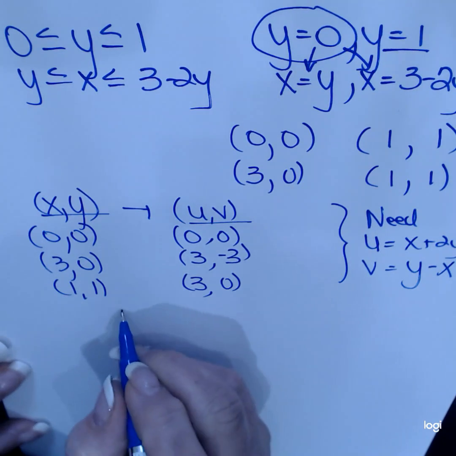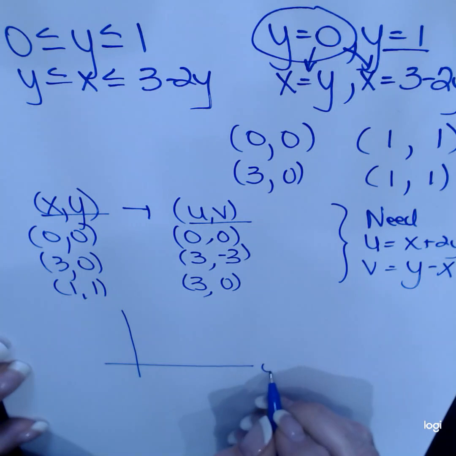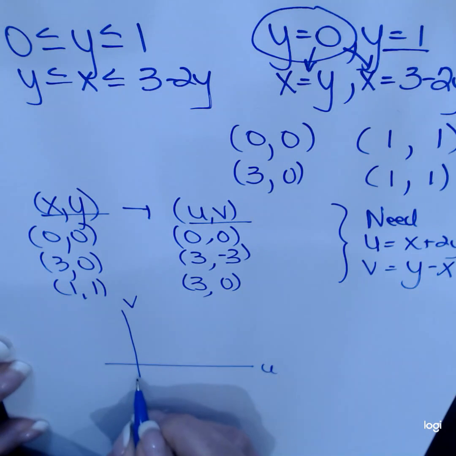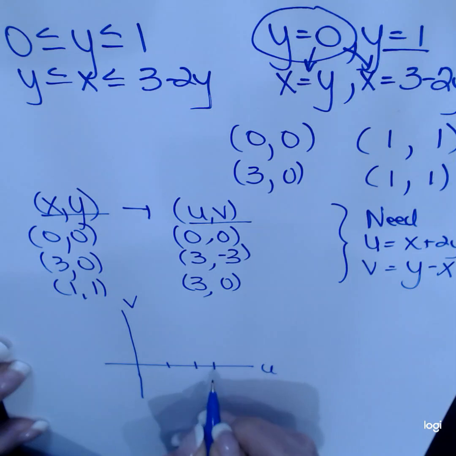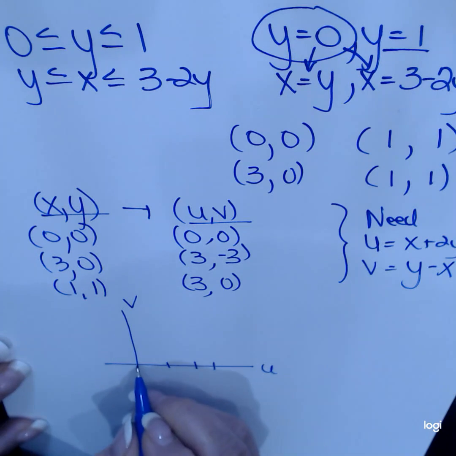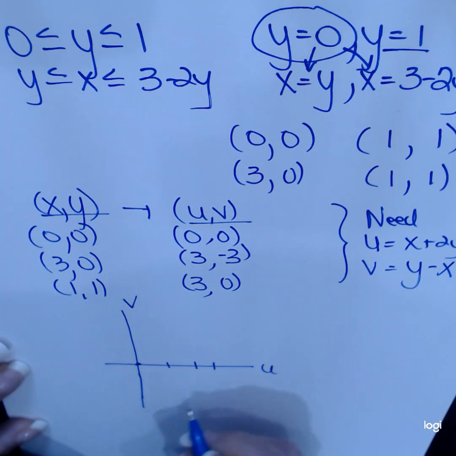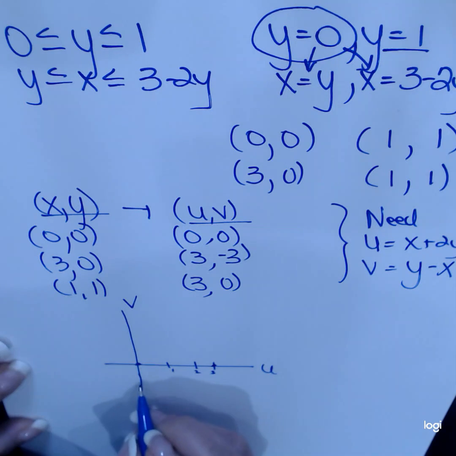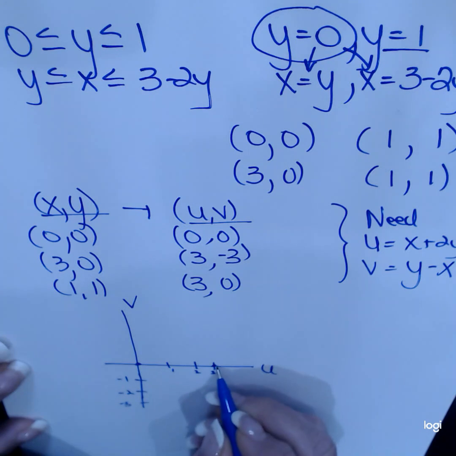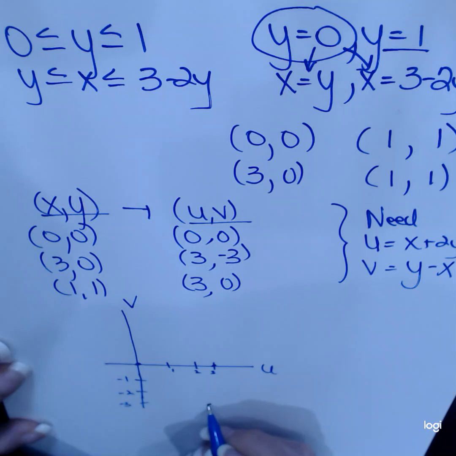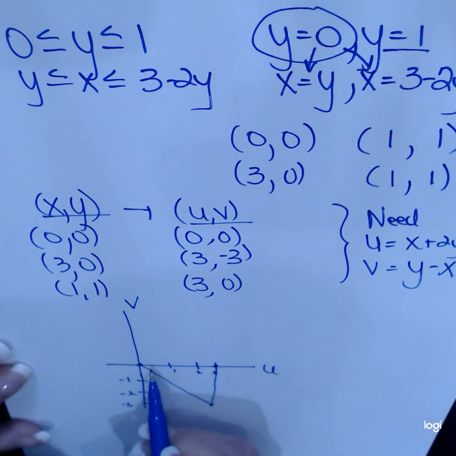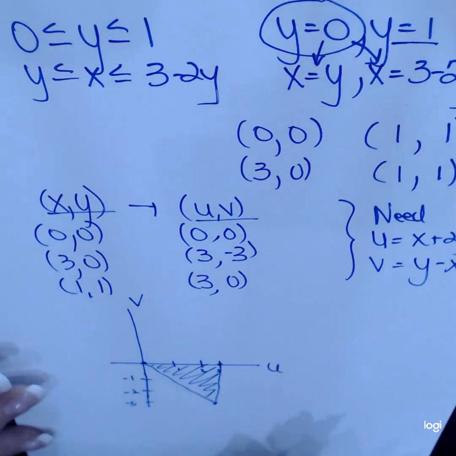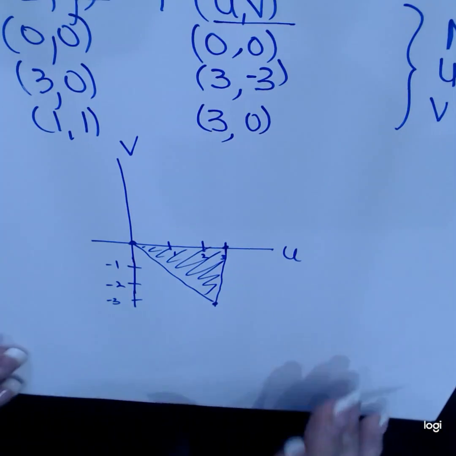So we can go ahead and graph our UV region here. And it looks like our points of intersection are these. So we've got 0, 0. We've got 3, 0. And we have positive 3, negative 3. So this actually looks like our bounded region. So we should have enough then to do our integral.